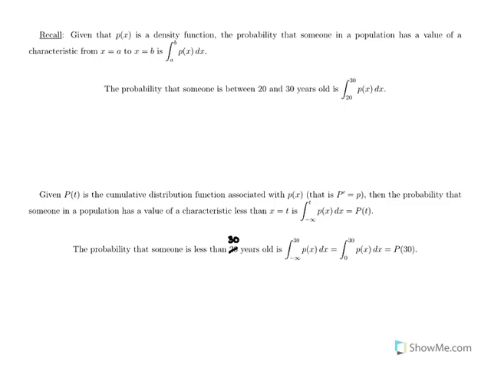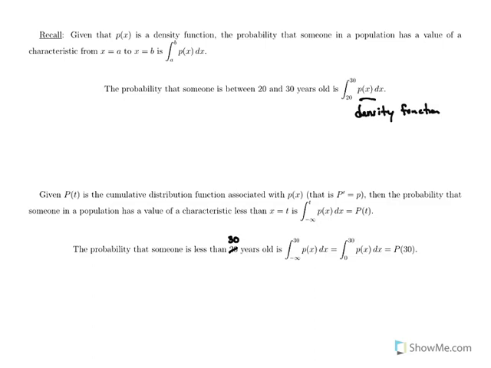So looking at this as the specific example, the probability that someone is between the ages of 20 and 30 years old is going to be the integral from 20 to 30 of p of x dx, and this is where this p of x is specifically the density function for ages in whatever population we're talking about.